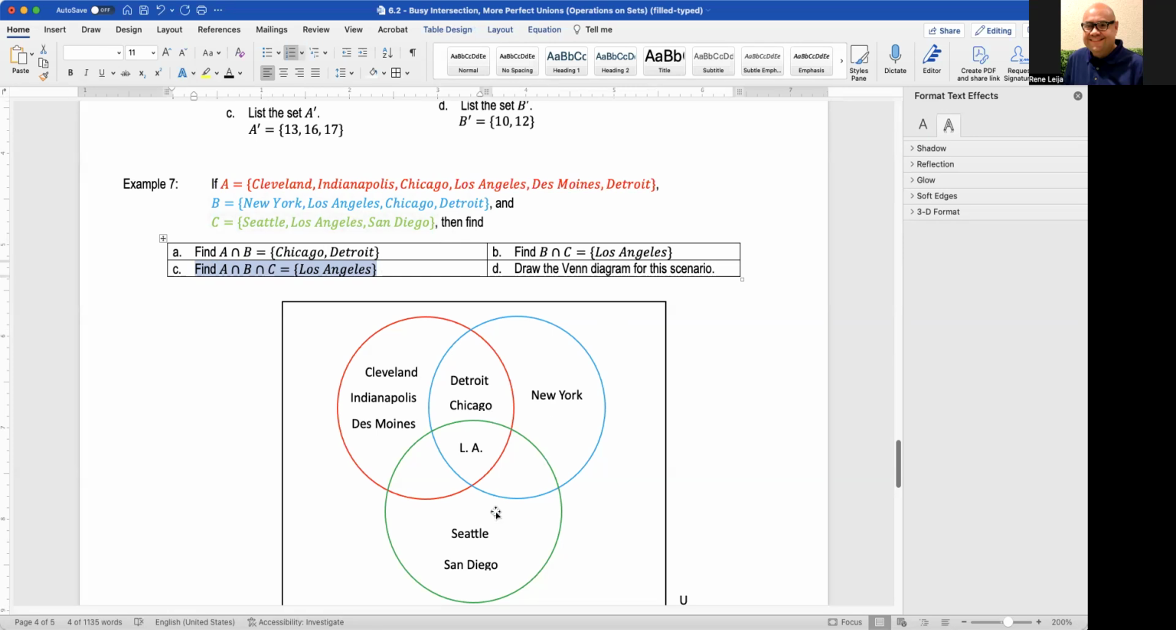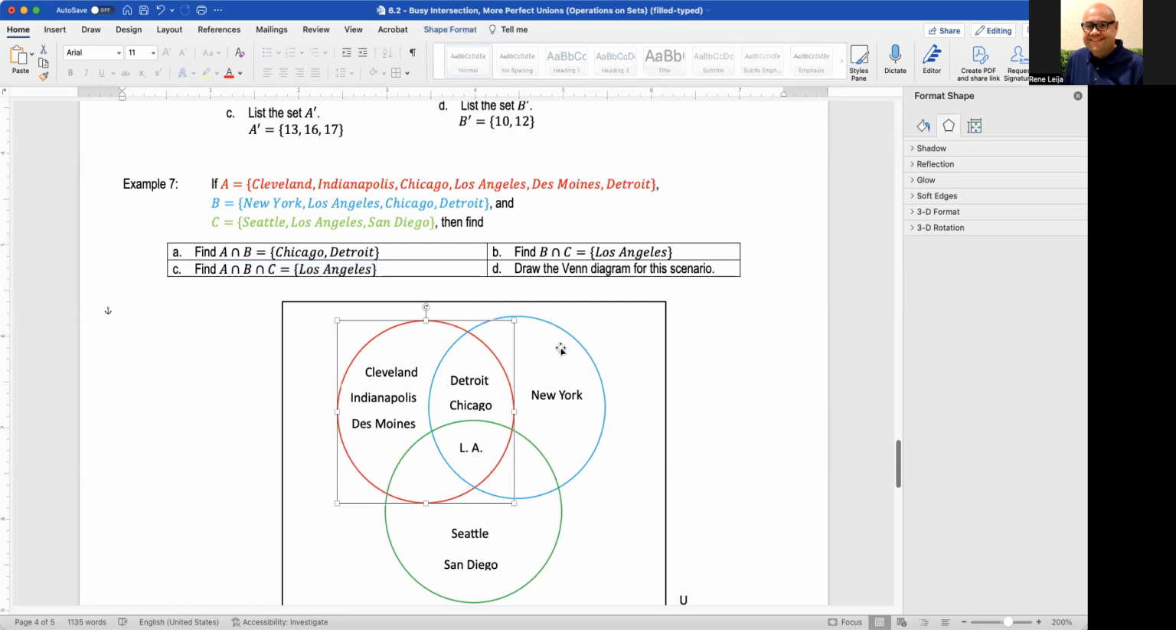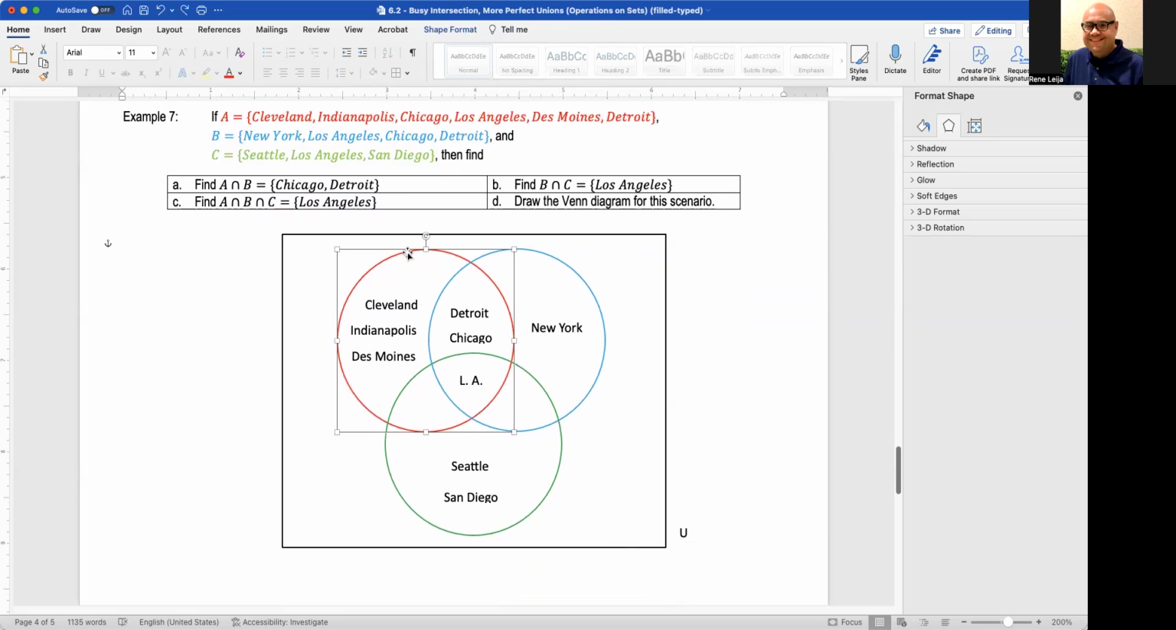B and C. What I did forget to do is to label this as set A, set B, and C. And I'll do that when I upload this so that you'll have those labeled. But they are color coded to match the set, so that should be good enough. But normally we do identify the circles with our capital letters.